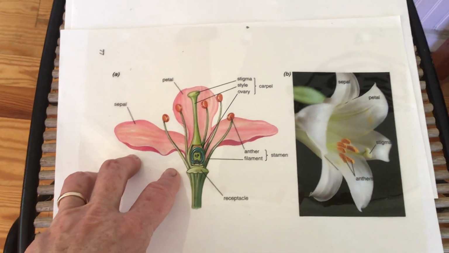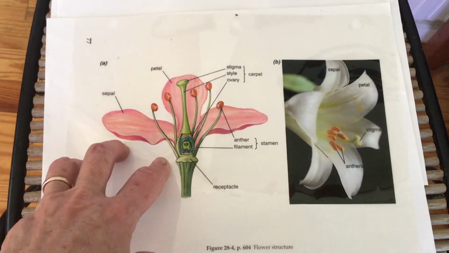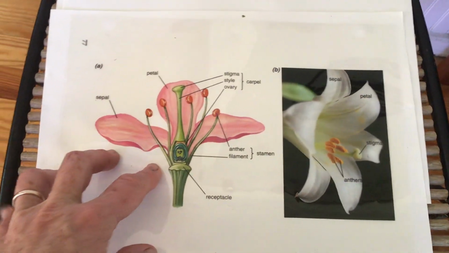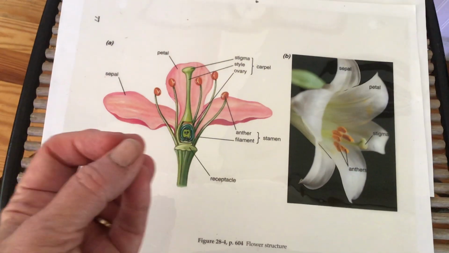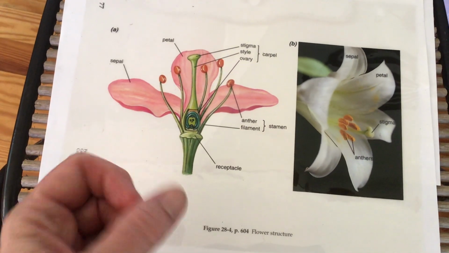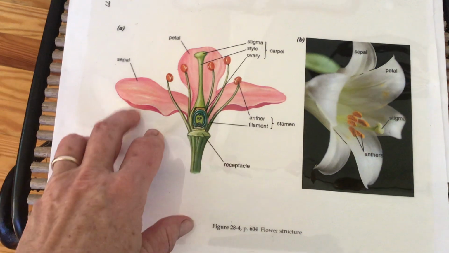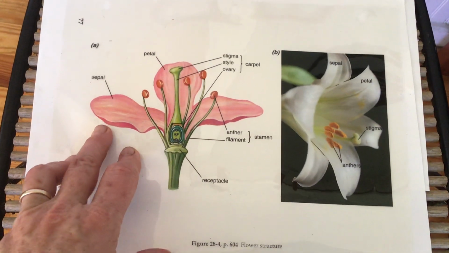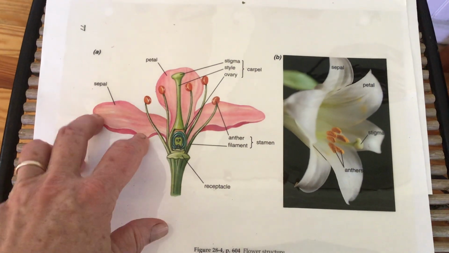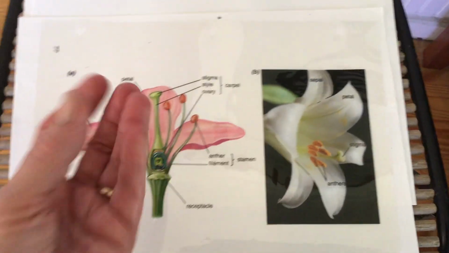So for example, if you looked at a rose, the bud on the outside of the rose, before the rose opens up, the green stuff that is enclosing the flower would be the sepals, and then the colored part would be the petals. In this case, the sepals and petals are both colored. The sepals are going to be on the outside, and the petals are on the inside.